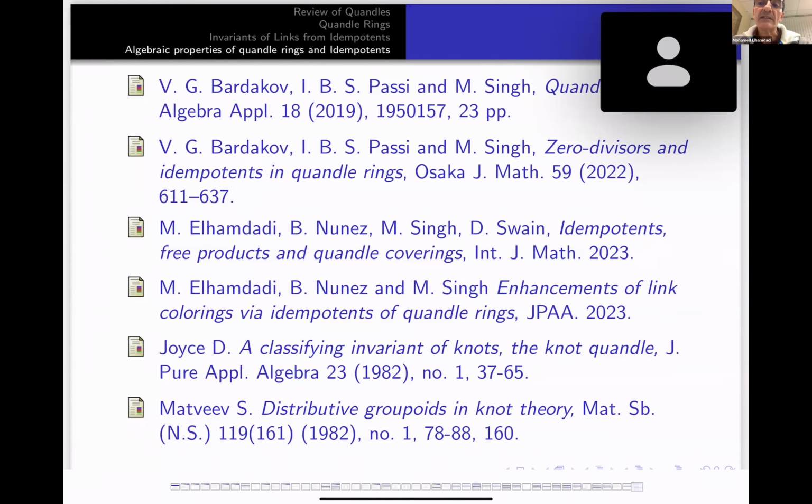I'm sorry, I didn't understand the question. My question is actually valid for the study of the topological quandle as a quandle ring. Is it possible that the quandle ring is supposed to be a topological ring? That's my simple question, if you want to study.